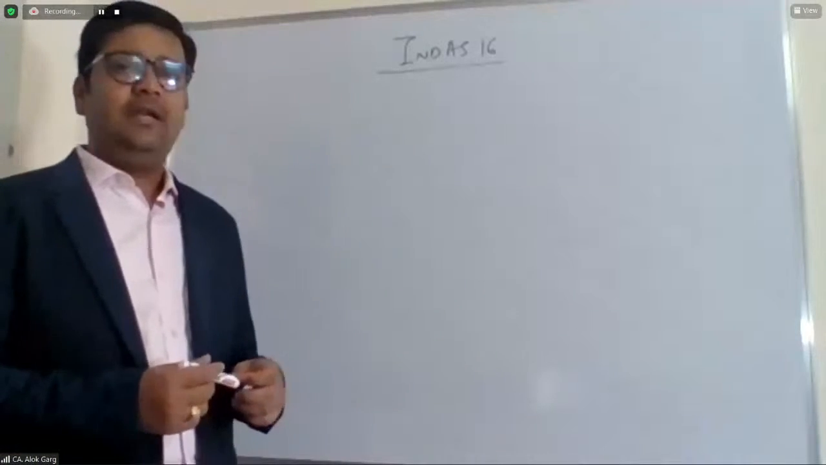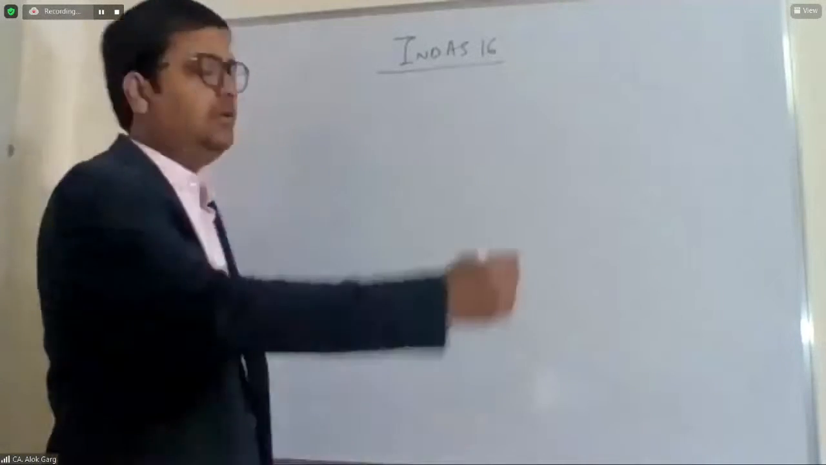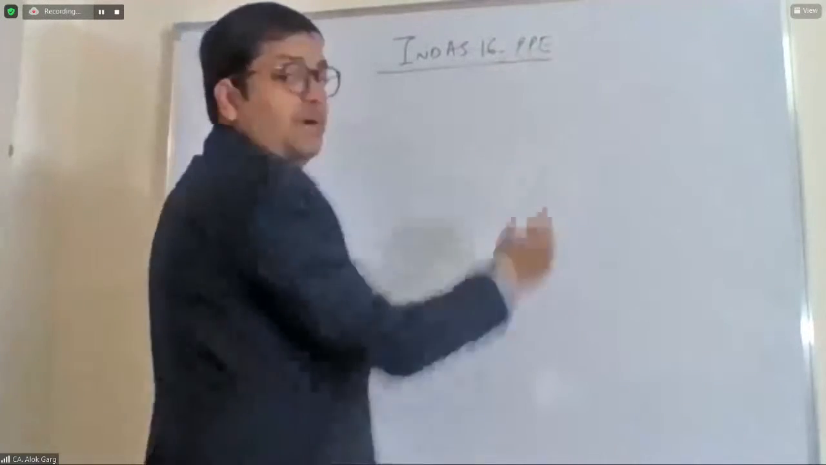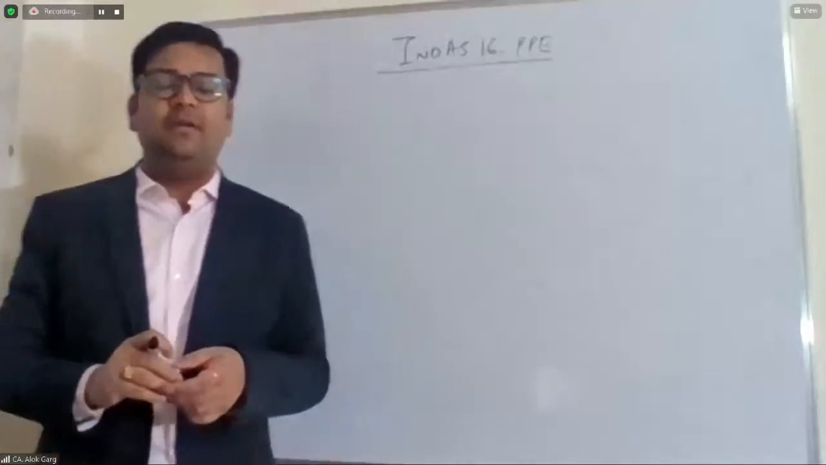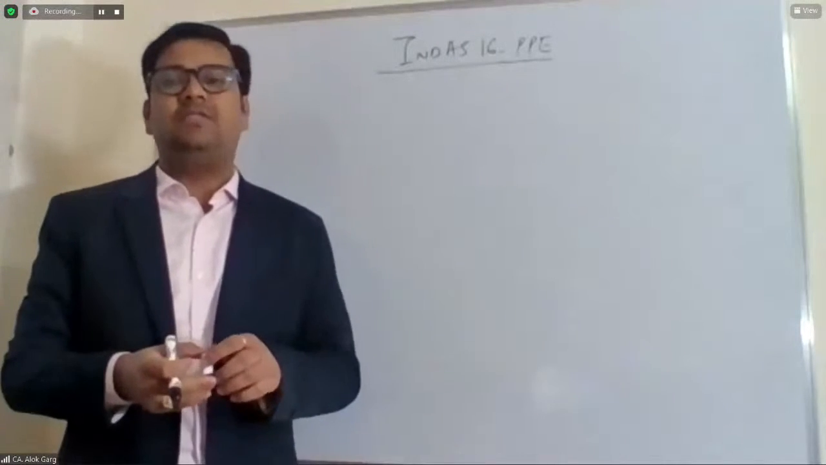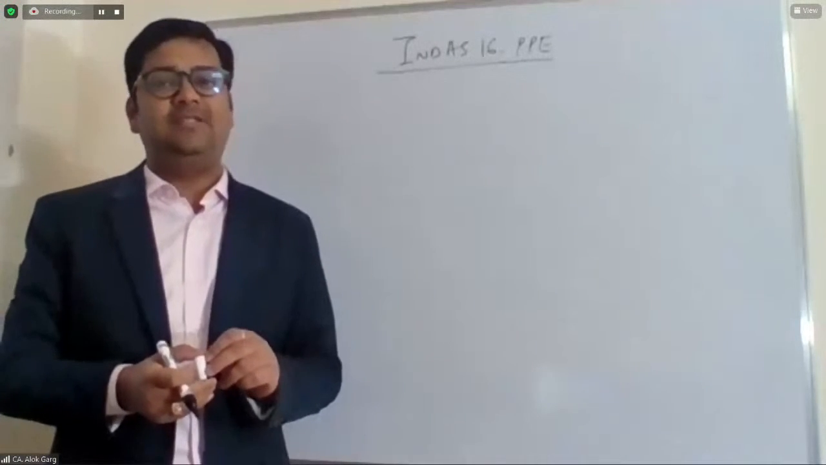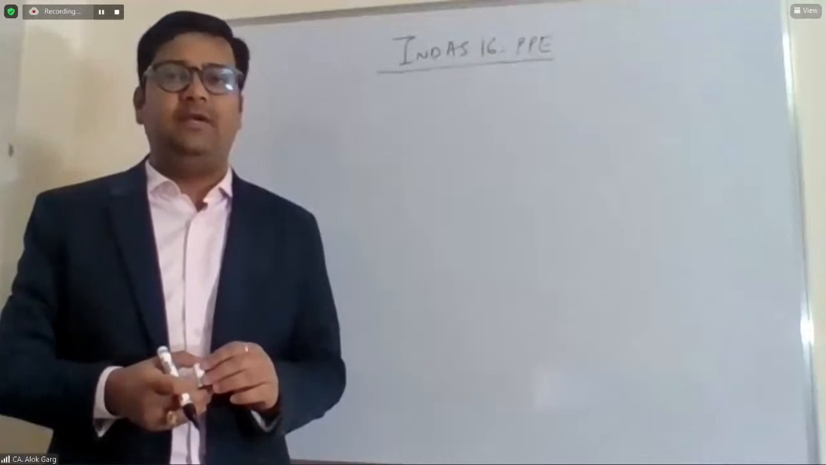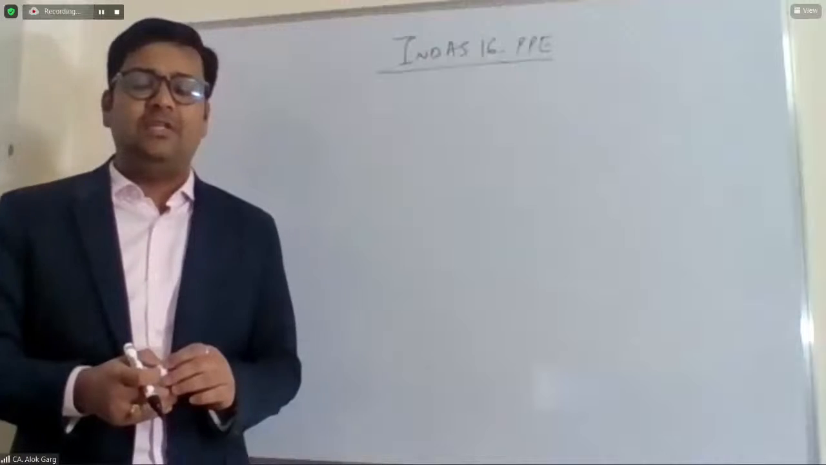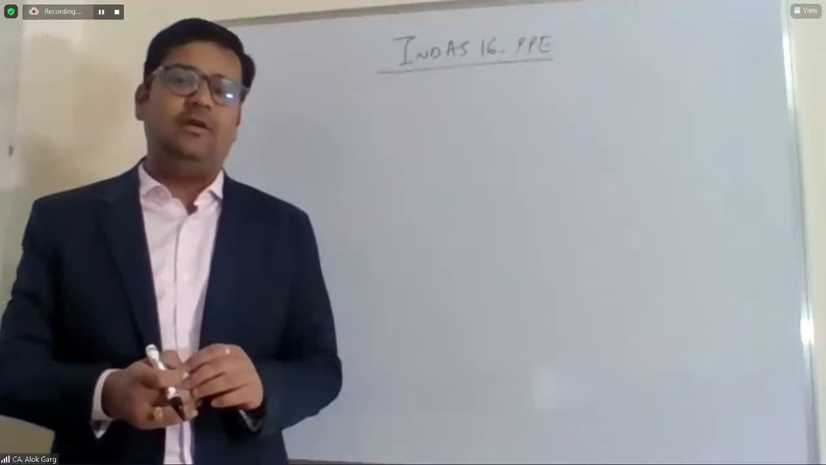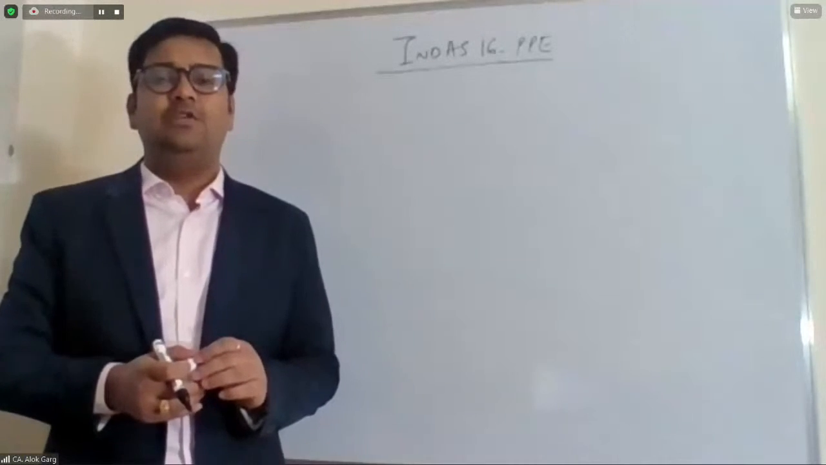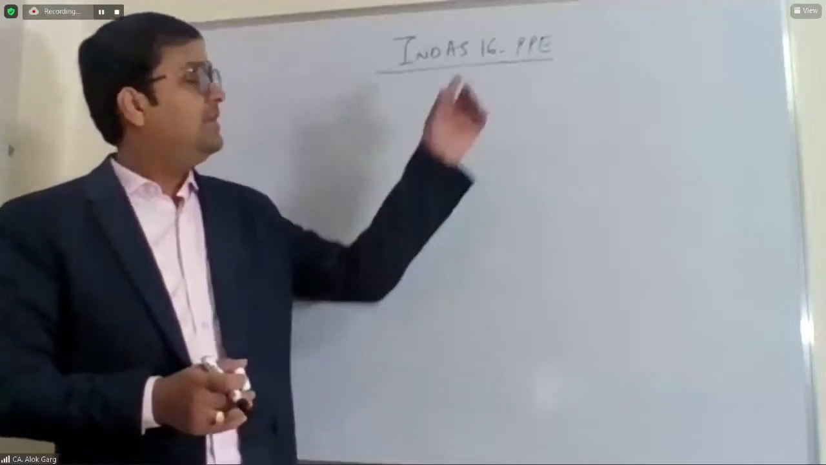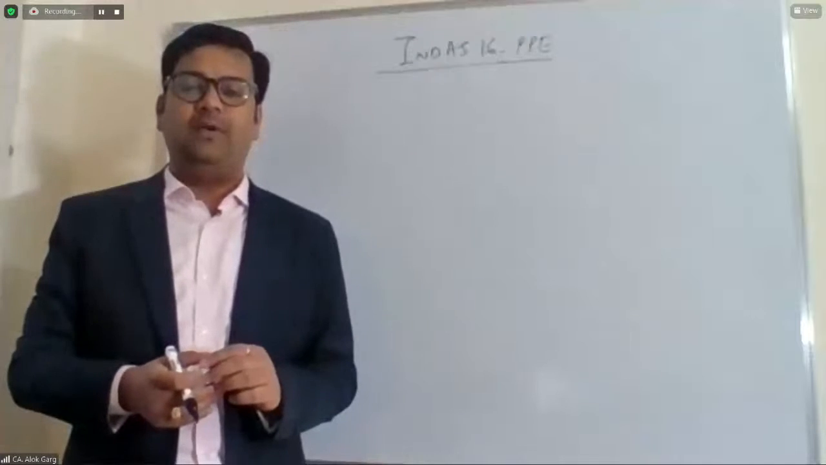So this is the second class on Ind AS 16, Property, Plant and Equipment. And today we will complete this particular chapter, or this particular standard. In the last class, we discussed why this standard has come into the picture. This standard talks about the accounting treatment of property, plant and equipment, that is recognition, measurement, disclosure, depreciation, impairment. So all these requirements are dealt with by Ind AS 16 with respect to property, plant and equipment.